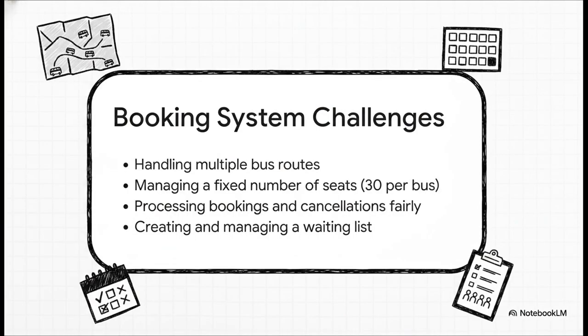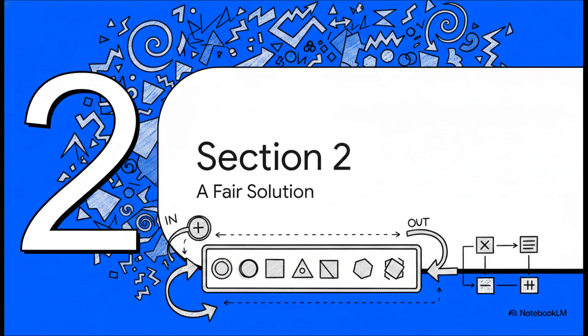And here's where it gets tricky, because it's not just about one bus, right? You've got tons of different routes. You have to track a fixed number of seats, say 30 per bus. And most importantly, this is the real kicker, you have to handle bookings, cancellations, and a waiting list in a way that's completely fair. It's a lot to juggle. So how in the world do you bring order to that potential chaos?